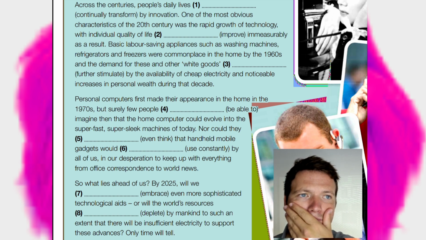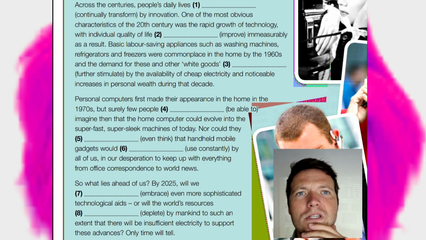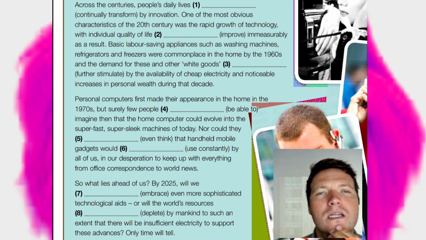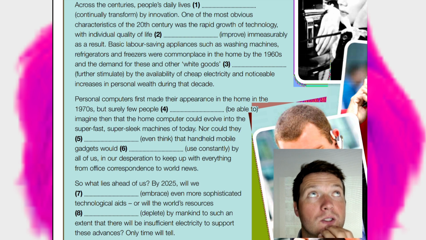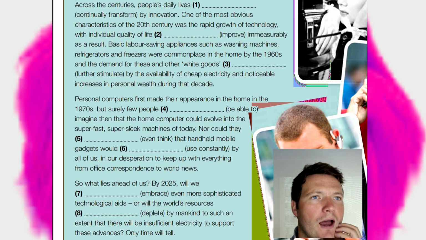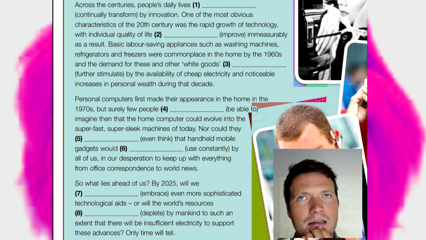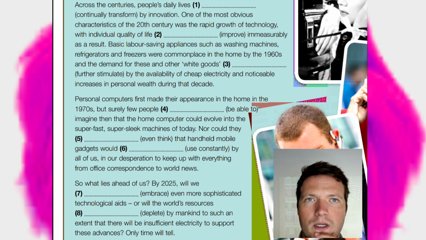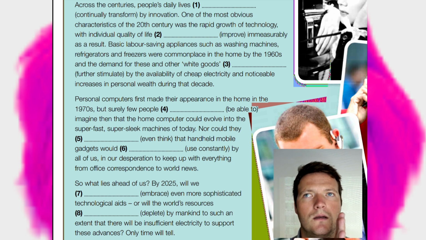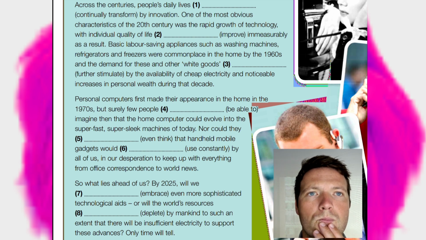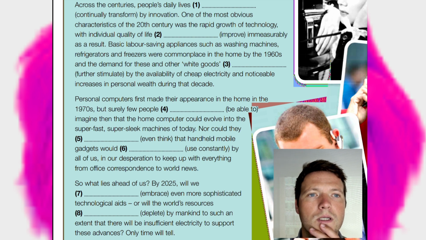Let's have a look. So, across the centuries, people's daily lives continually transform by innovation, right? So this is a passive sentence. Have been continually transformed, I would say. People's daily lives have been continually transformed by innovation over the centuries, right? Have to be perfect, have to be passive voice.